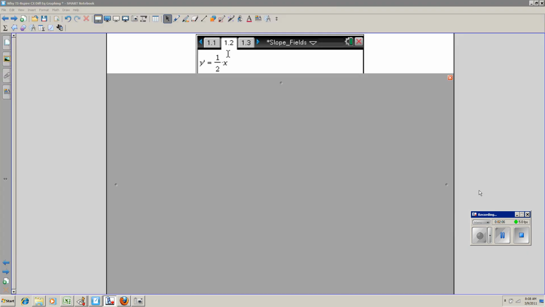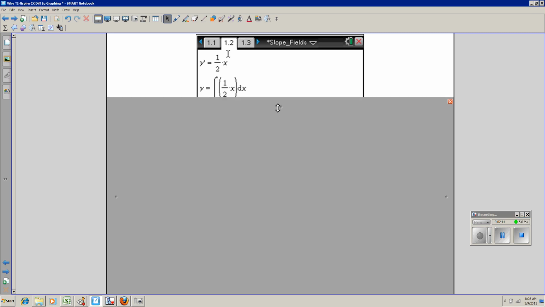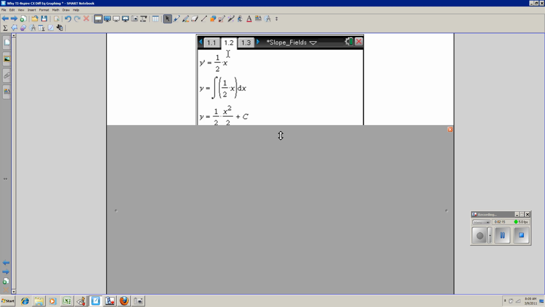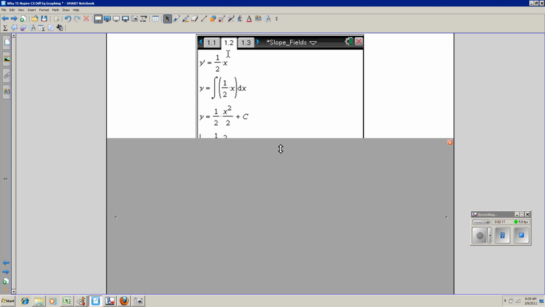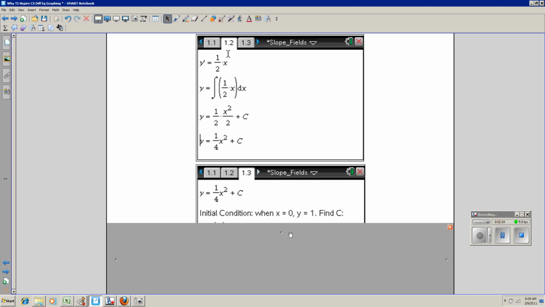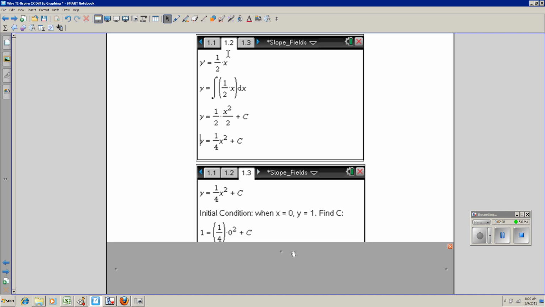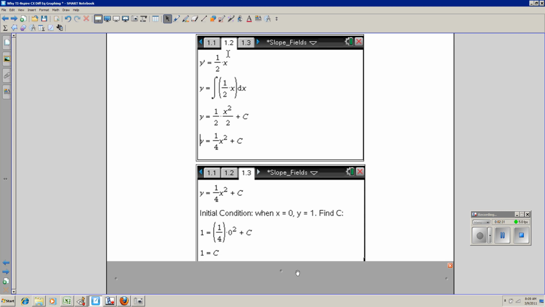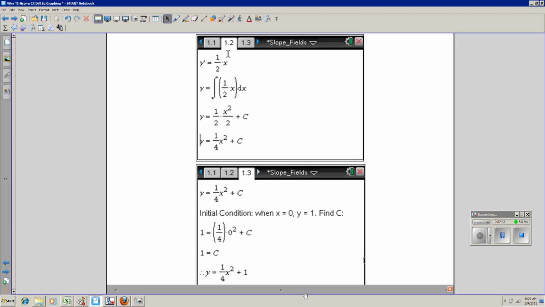So algebraically and using calculus, if y prime is equal to 1 half x, we can take the integral of both sides, take the antiderivative, and we get y is equal to 1 fourth x squared plus a constant. If we use our initial condition that x equals 0 and y equals 1 that I typed in, substituting, we get that the constant is 1, so therefore y is equal to 1 fourth x squared plus 1.